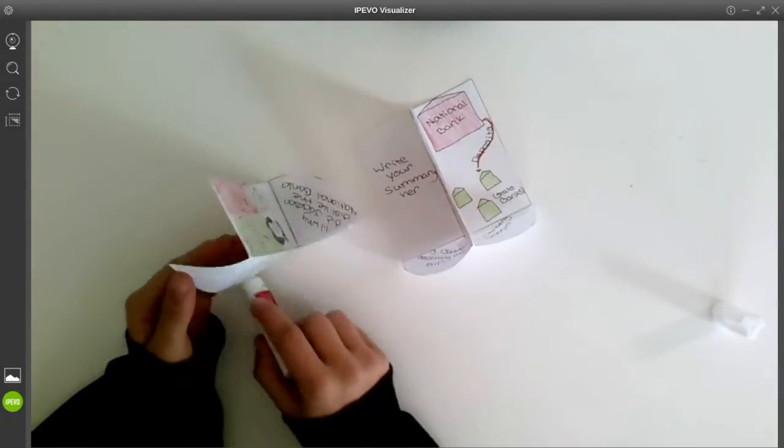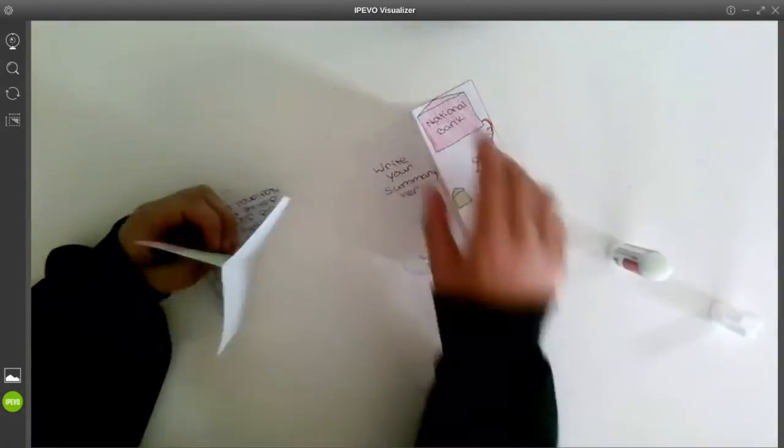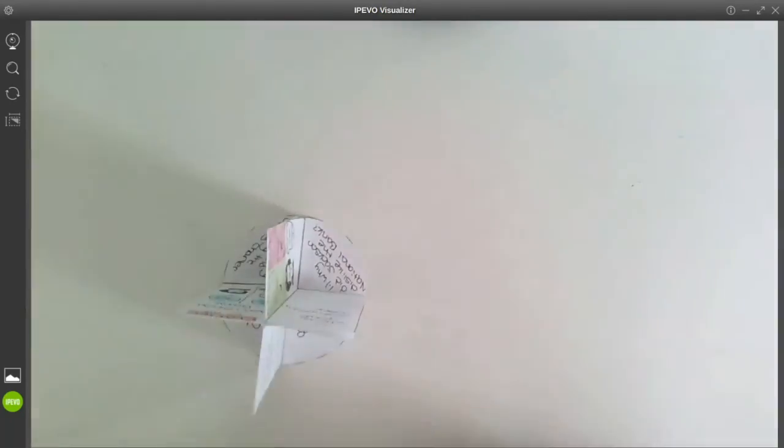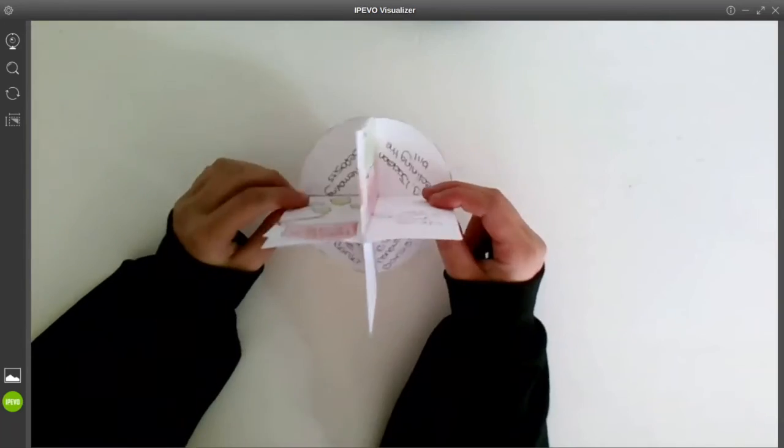Once you have both sides glued, take one of the halves and glue the back of it. Stick this to the back side of the other half. Make sure they are going in order. Write your name underneath the papers.